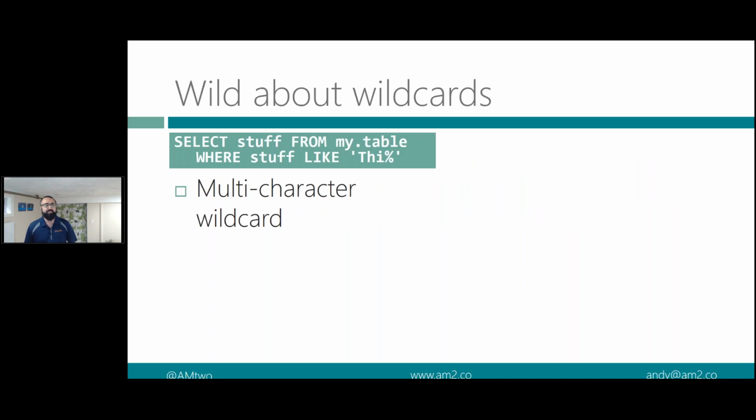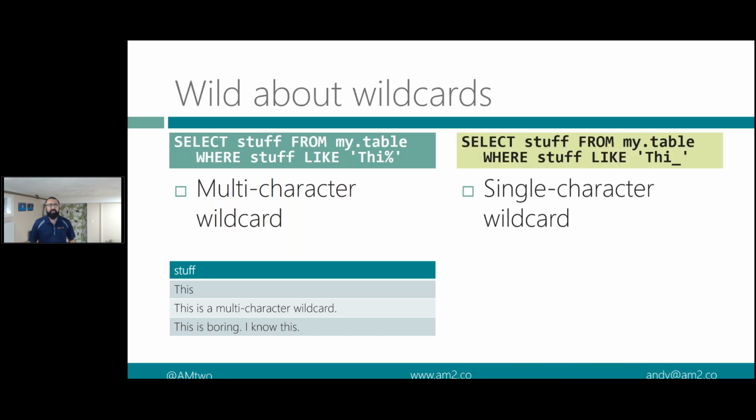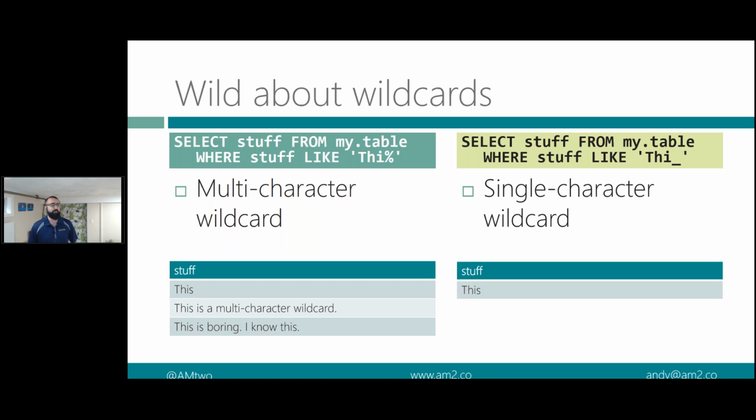Wildcards are another thing that I like to briefly mention. Everyone is familiar with the multi-character wildcard, where, in this example, something like THI% would give you 3 results. It'd give you this, is, and a multi-character wildcard. And this is boring, I know this. Andy, this isn't a tip. What are you talking about? Well, I recently realized a lot of people don't know that underscore is a single character wildcard, where something like THI_ would just give you 1 row for this.